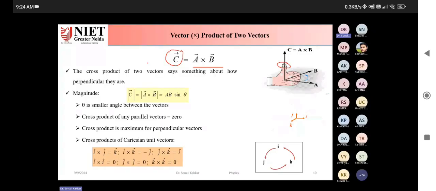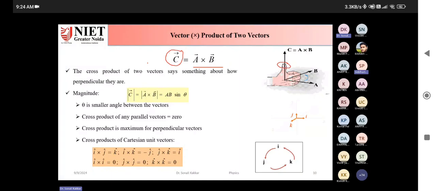Are perpendicular to each other, right? So if they are perpendicular, what will be the vector product? It will be maximum. Why? Sin 90 is maximum, that is 1.